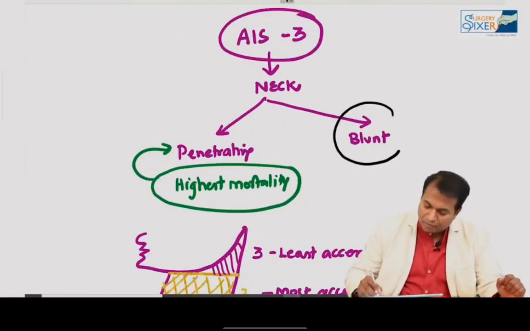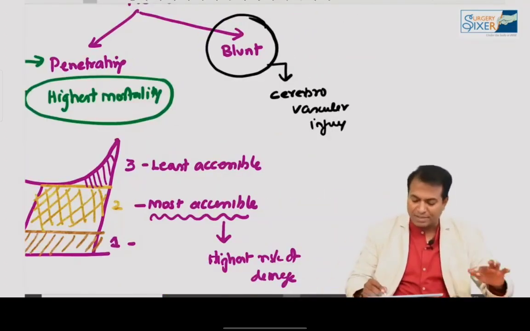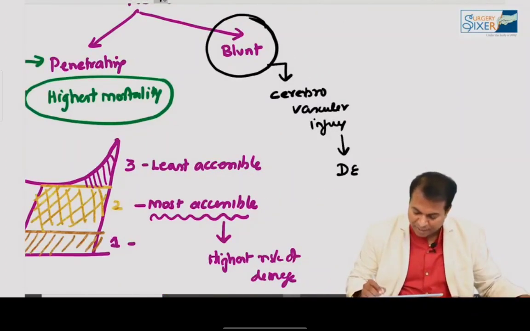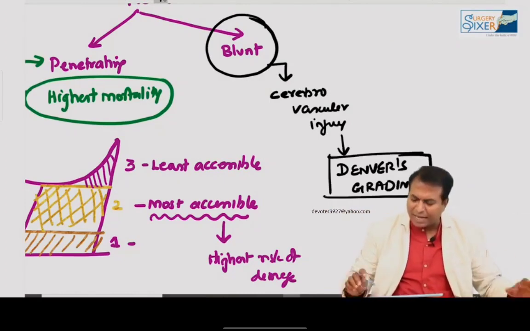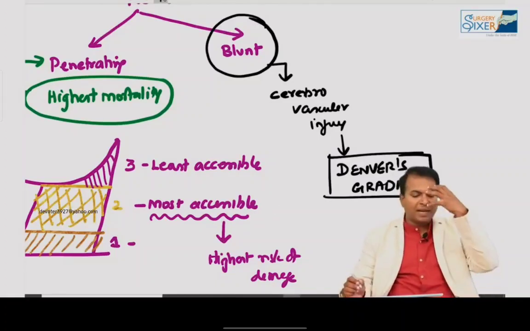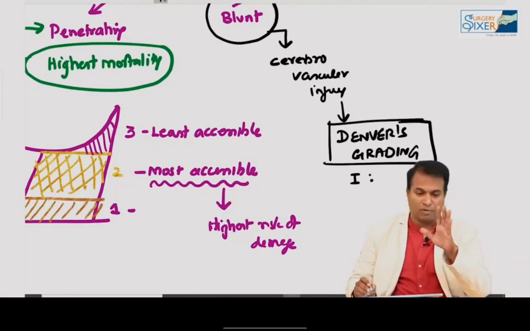In blunt injury of the neck, there will be cerebrovascular injury. Cerebrovascular injury in blunt trauma is given a grading system known as Denver's grading system. It is not asked for PG exams. Just remember there is a grading system of cerebrovascular injury in the neck known as Denver's grading. I have given the grading in your material, but it is not much important for PG.